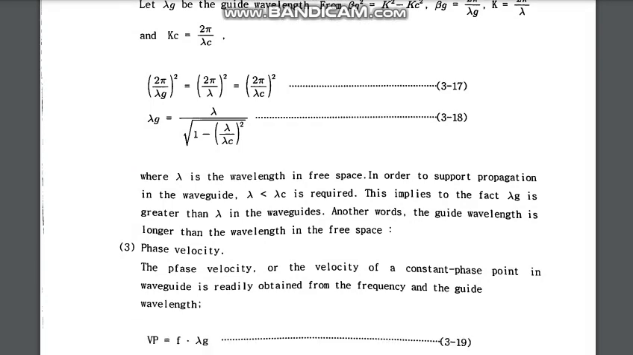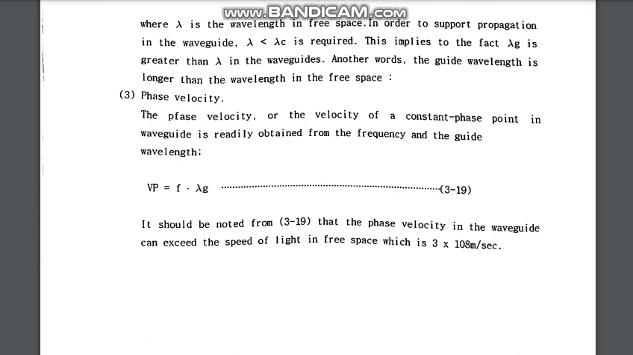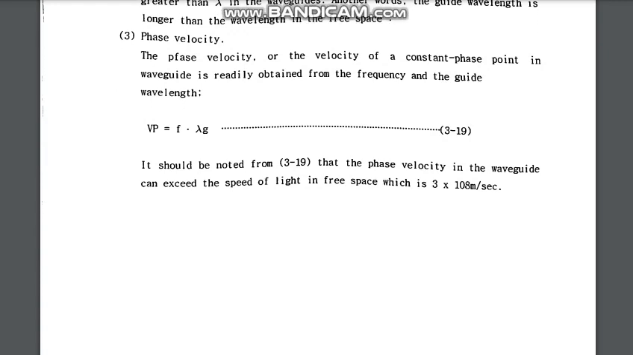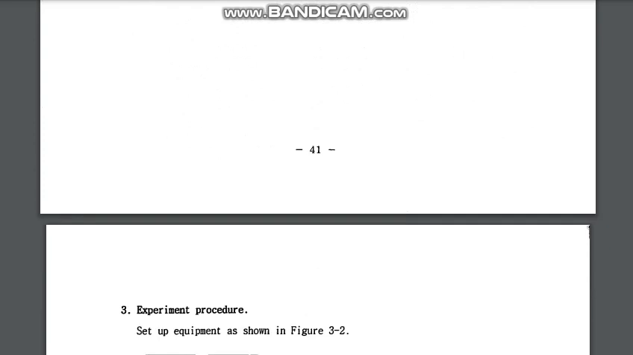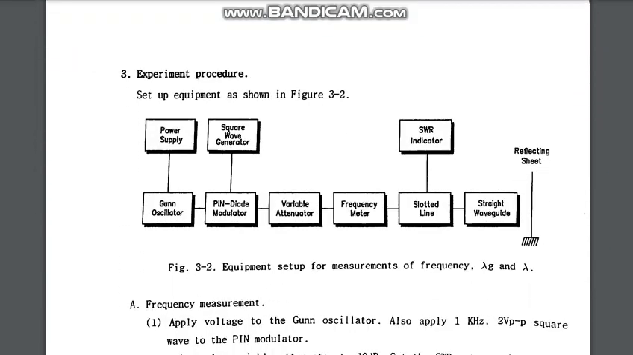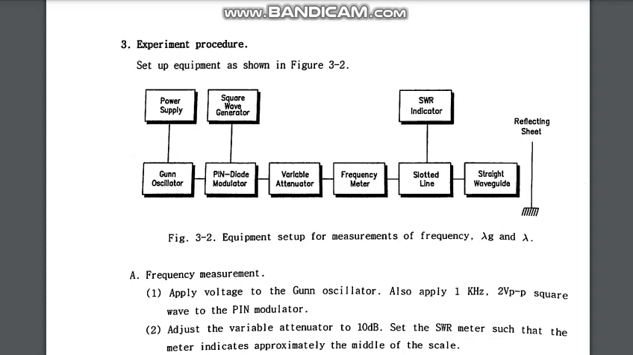Okay, and that is the phase velocity. The phase velocity, or the velocity of a constant phase point in a waveguide, looks like that. Vp is equal to f lambda g, and you should note that the phase velocity in a waveguide can exceed the speed of light in free space, which is 3 × 10⁸ meters per second. So that is the experimental procedure of the rectangular waveguide to find out the modes and their characteristics.